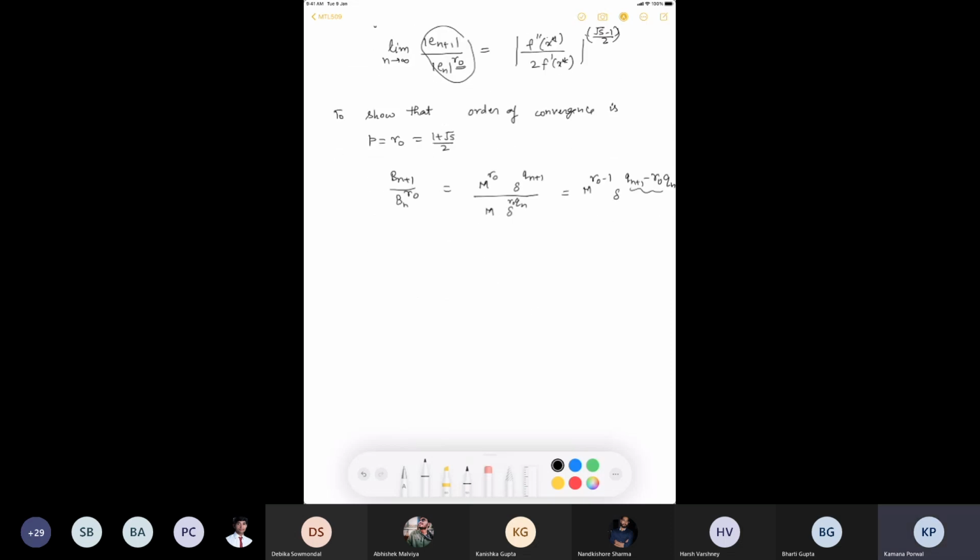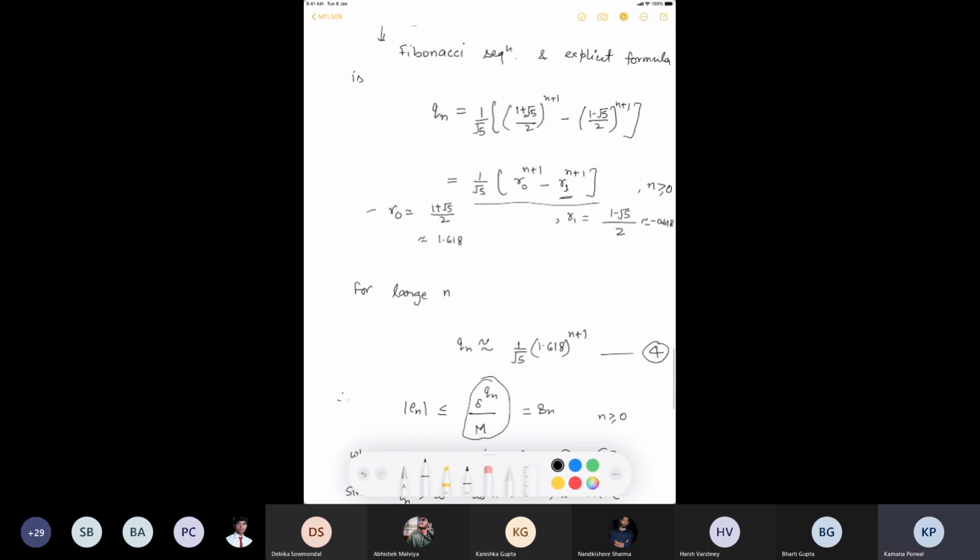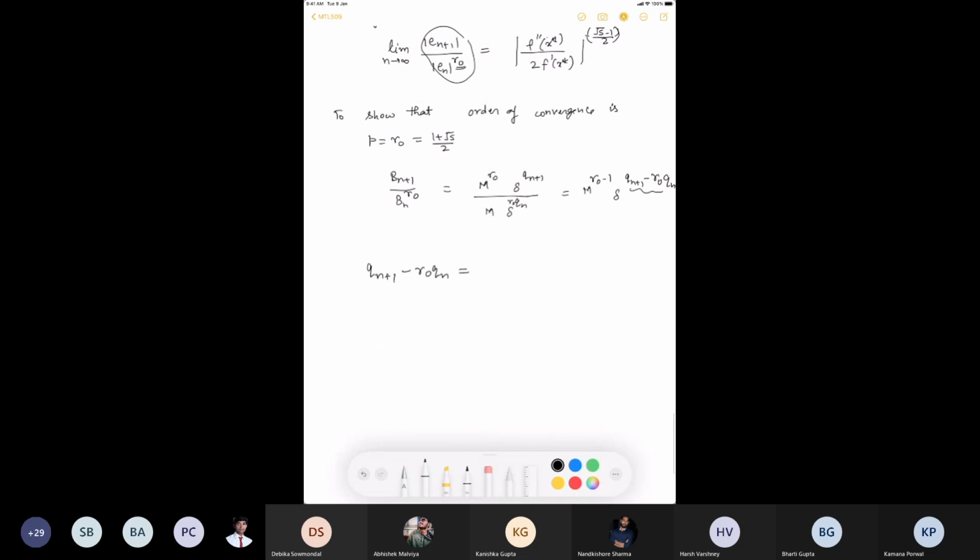Now, we already know what Qn plus 1 and Qn are explicitly, so let's simplify this factor. We have Qn plus 1 minus r naught times Qn. I'm just going to use this formula here. So it is 1 divided by root 5 times r naught raised to power n plus 2 minus r1 raised to power n plus 2, minus r naught times, keeping the 1 by root 5 factor outside, r naught raised to power n plus 1 minus r1 raised to power n plus 1.